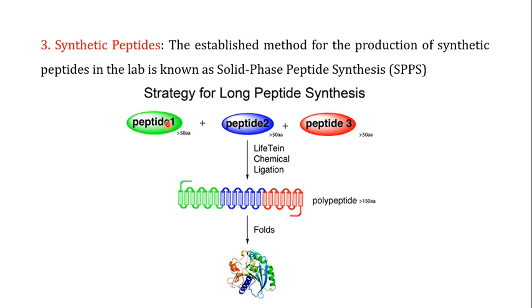Like you can see over here, this peptide is about 50 amino acids, this is about 50 amino acids, and this is about 50 amino acids. But when you combine them, you can get a polypeptide which gives you the desired 3D structure, which you can use on the chip for the detection of a particular protein. So this is the third type of source available for the synthesis of the peptides.